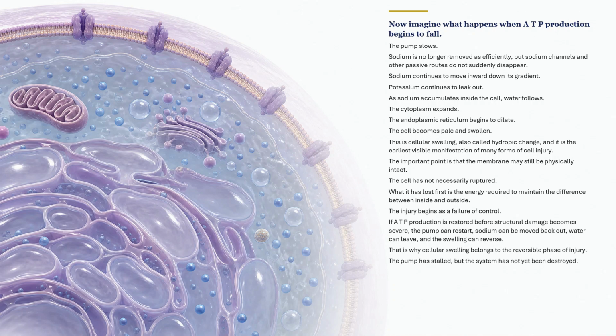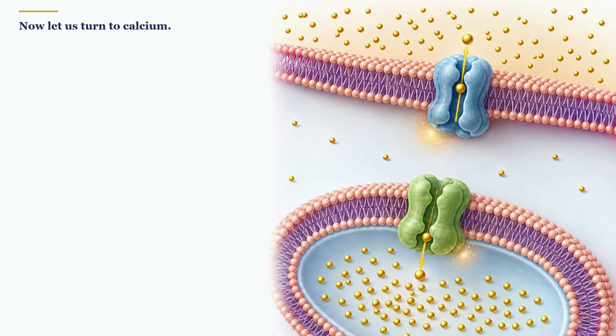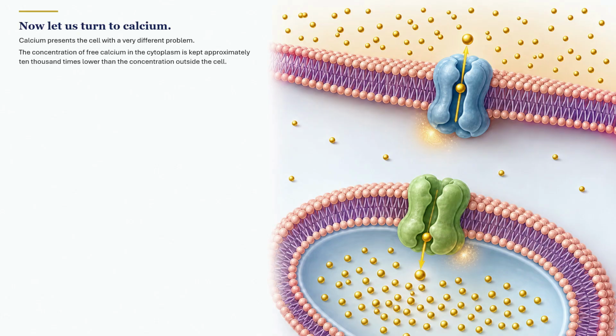The pump has stalled, but the system has not yet been destroyed. Now let us turn to calcium. Calcium presents the cell with a very different problem. The concentration of free calcium in the cytoplasm is kept approximately 10,000 times lower than the concentration outside the cell.